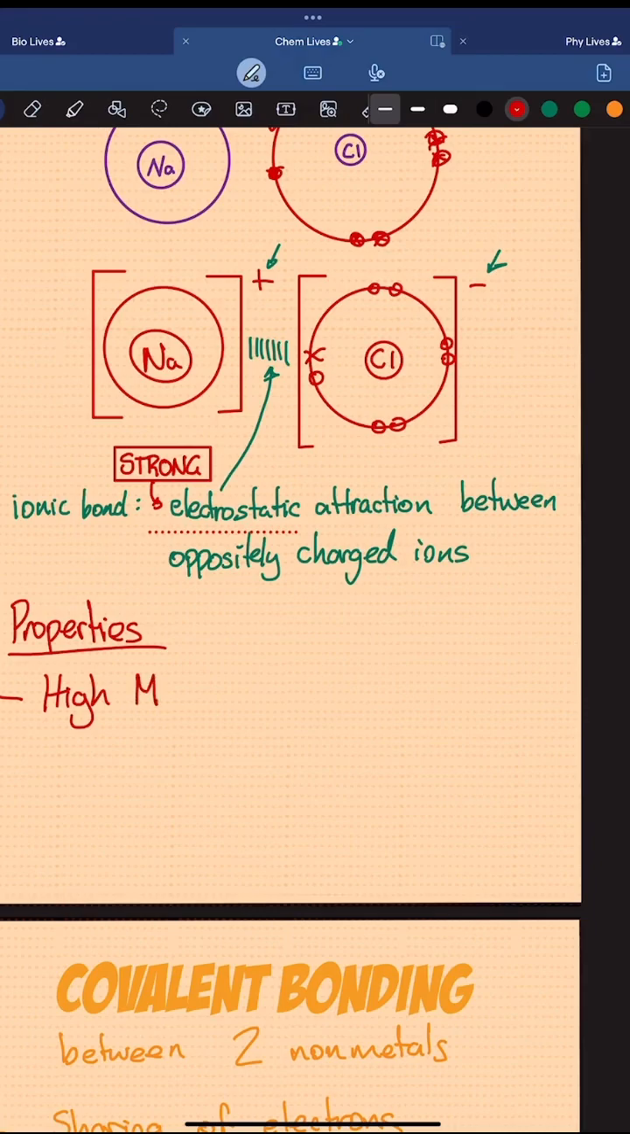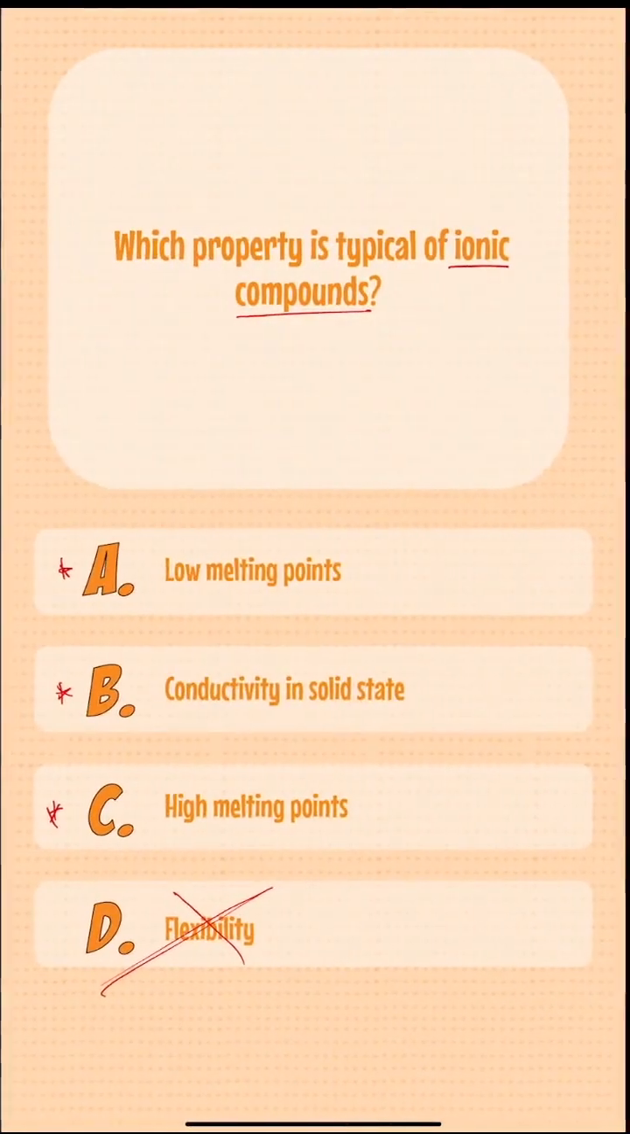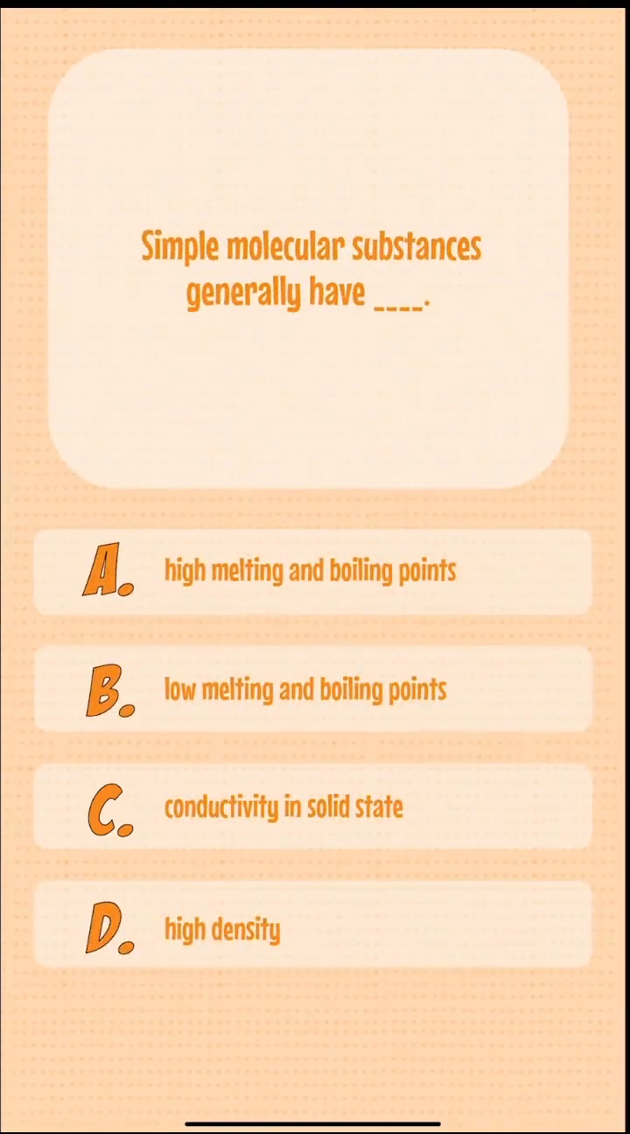High melting and boiling point. That's because the strong electrostatic attraction needs a lot of energy to overcome. Strong electrostatic attraction needs a large amount of energy to overcome. So, yeah, well done guys. The answer would be high melting points. Ionic compounds have high melting points. C. On to the next one.